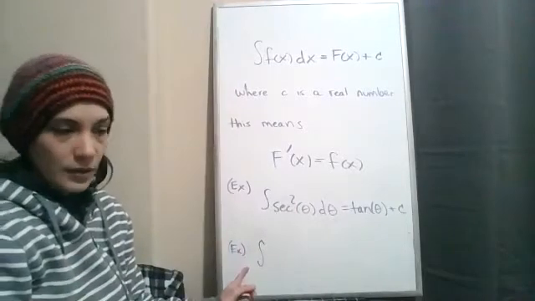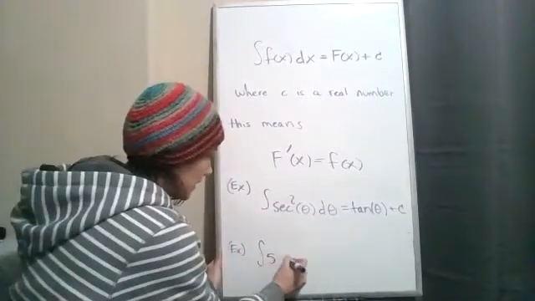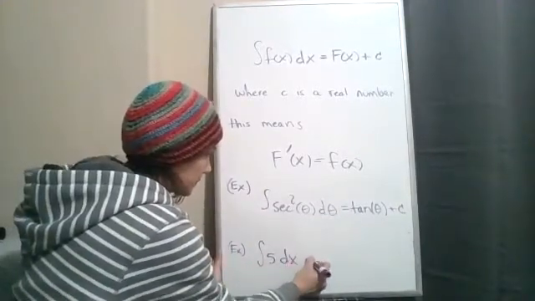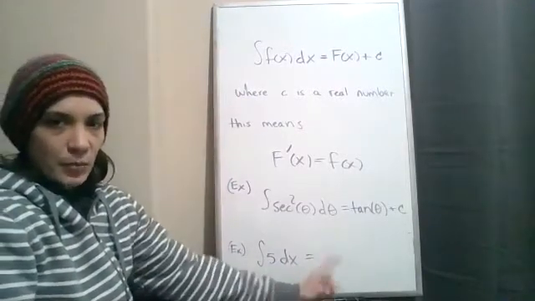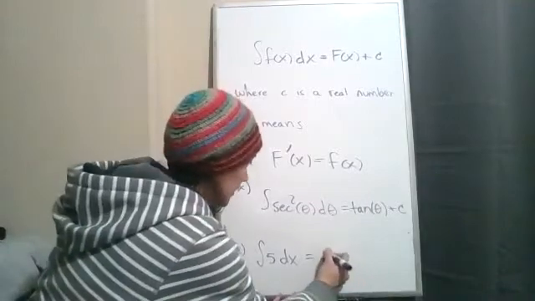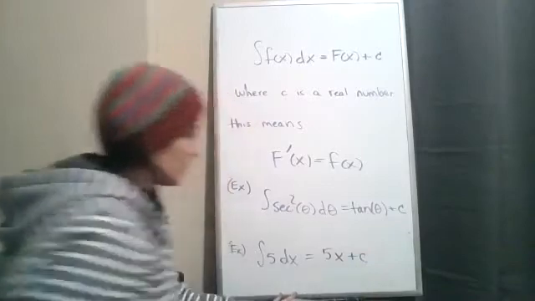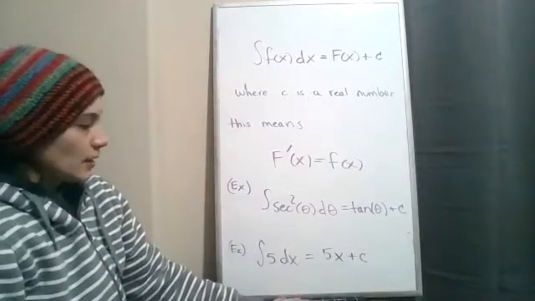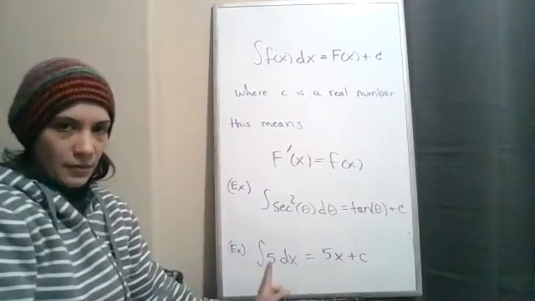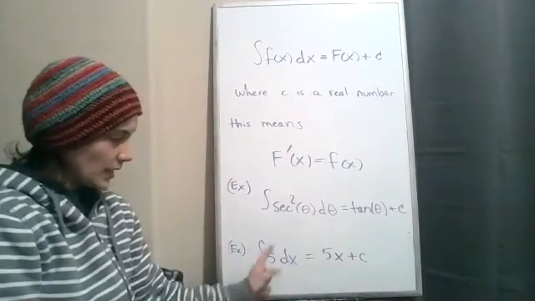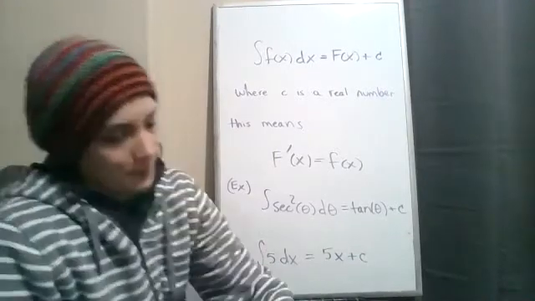All right, I have the integral of 5 dx. Have 5x plus c as your antiderivative. So just make sure that if you took the derivative of this side, you would get that function right here, or in this case, just the number 5. Okay.